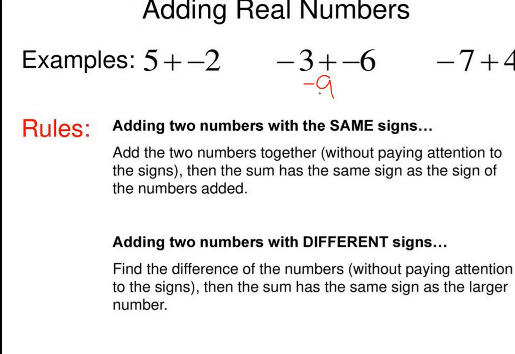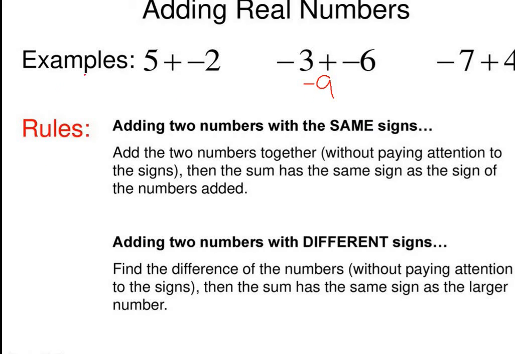Now, the other rule is about when I am making addition, but with two different signs. One of them is positive, the other one is negative. In this situation, again, I ignore the signs, but I subtract the smaller number from the bigger number, okay? Then I will put the sign of the greater number on the sum or the answer.